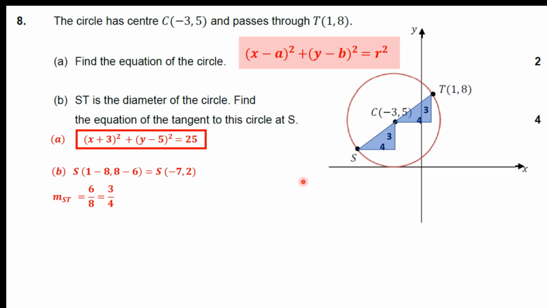Now, we want the equation of the tangent. The tangent makes a right angle with the radius, CS. And this is the gradient of the line CS or ST, it's the same thing. So we know that when you've got a radius and a tangent, they are perpendicular, and perpendicular lines multiply to give -1. So the gradient of the tangent will be negative 4 over 3. How do I get that?